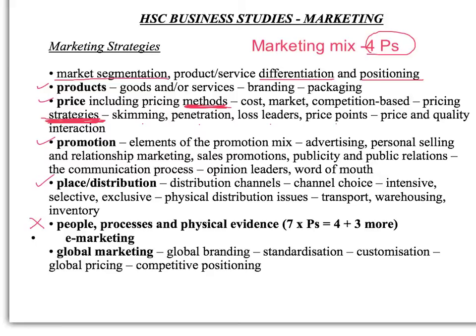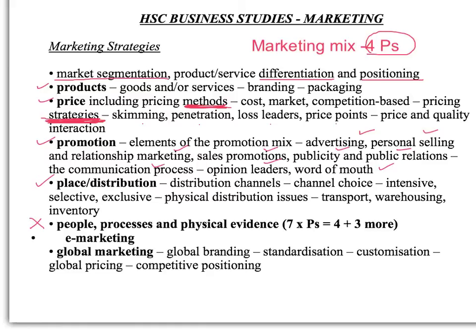Then we move on to promotion, which is probably the one that people know the best out of all the 4 Ps, because it's what we see all the time. So elements of the promotion mix are things like advertising, personal selling, and relationship marketing. A lot of that going on at the moment, especially with the use of social media. Sales promotions, publicity, public relations, and the communication process, opinion leaders, and word of mouth. So we'll go through those in a lot more detail. As you can see there, you're going to have to know what every single one of those is about. They're all different.